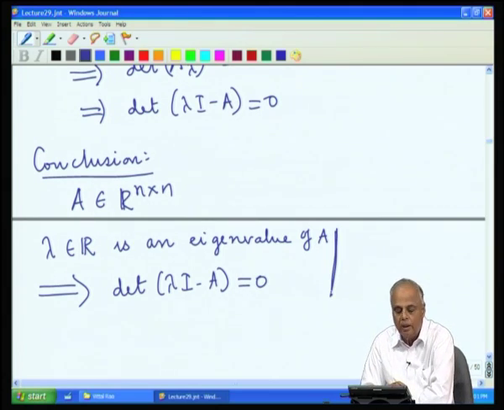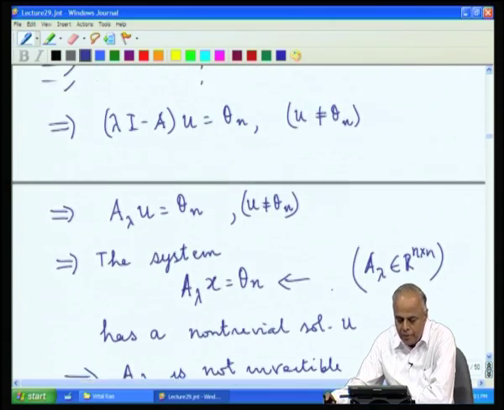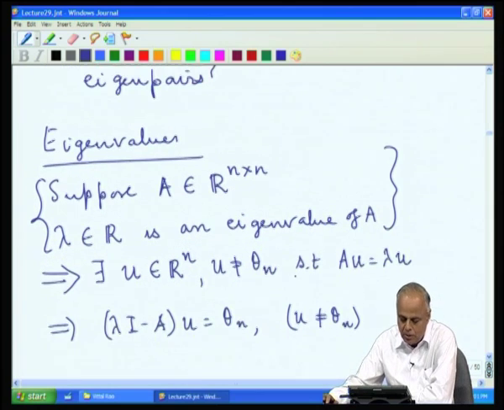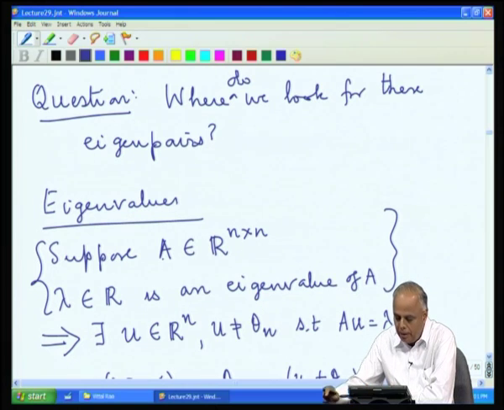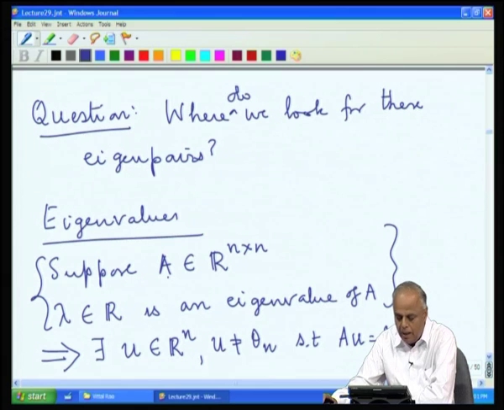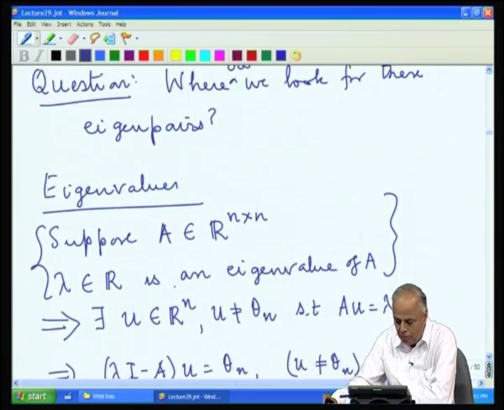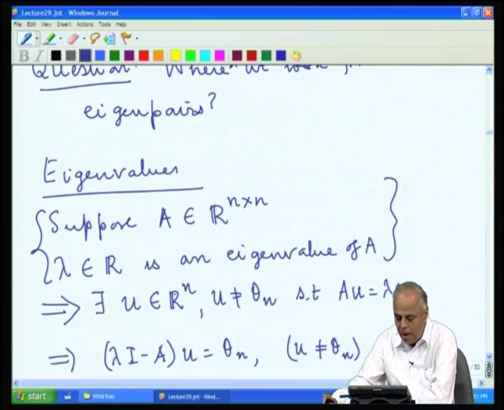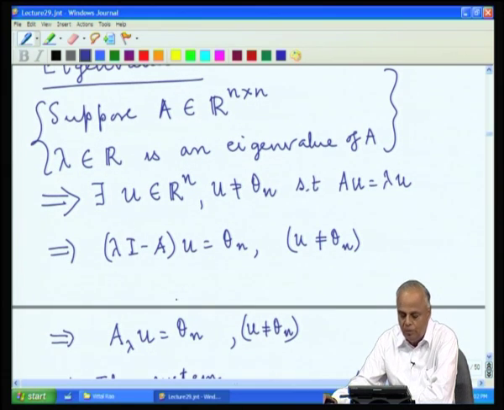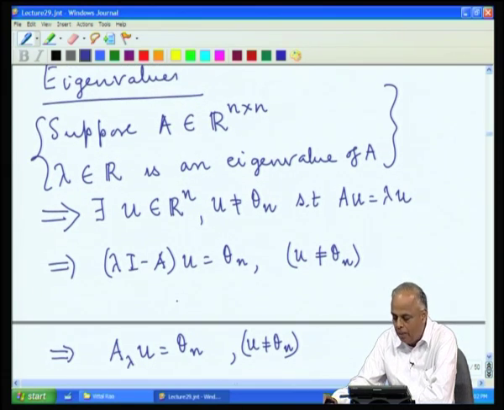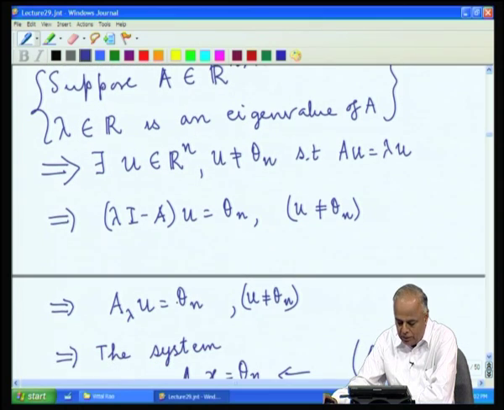This is our conclusion of the above discussion. Let us go through this argument again. We said that suppose A is an n by n matrix, then if lambda is an eigenvalue, there is a u such that u is not 0 and A u is lambda u. This implies (lambda I minus A) u equals theta n. This implies A lambda u equals theta n, where A lambda was the matrix lambda I minus A.